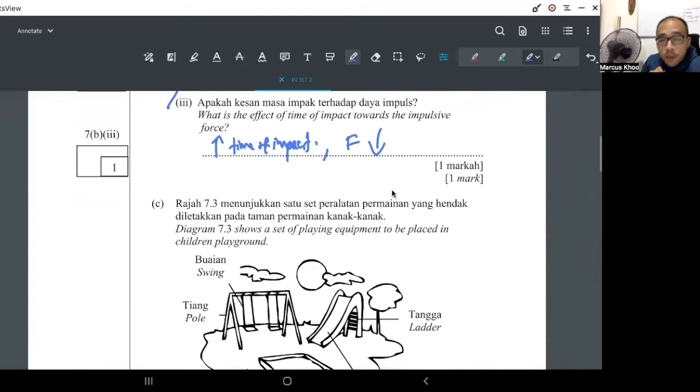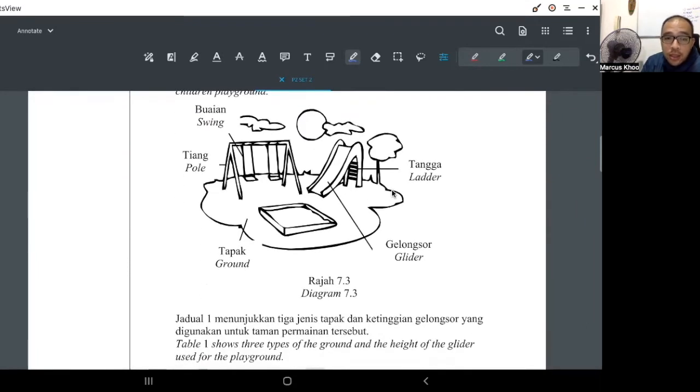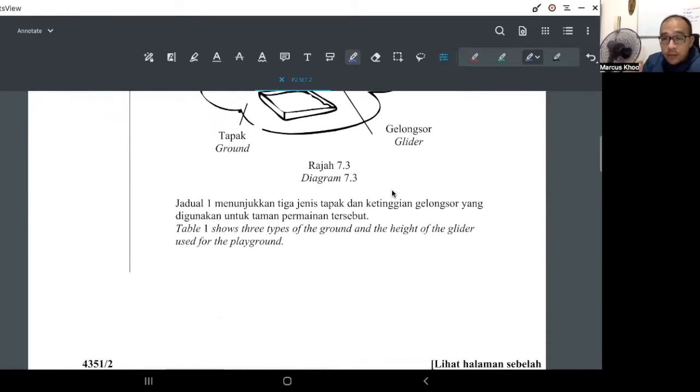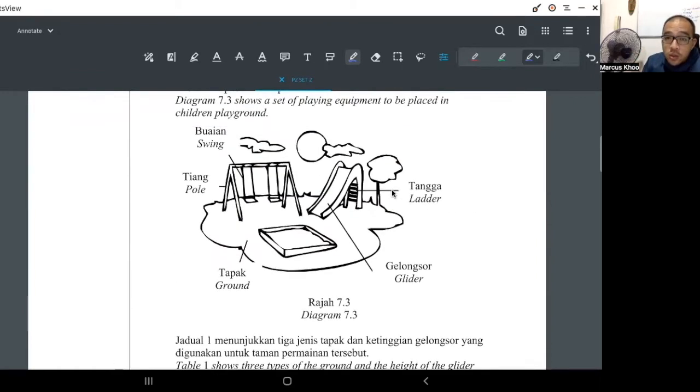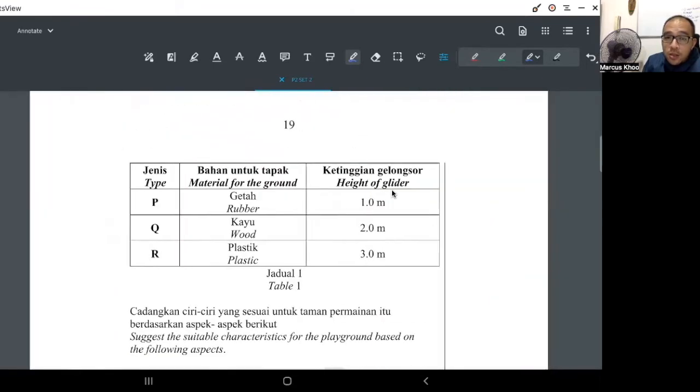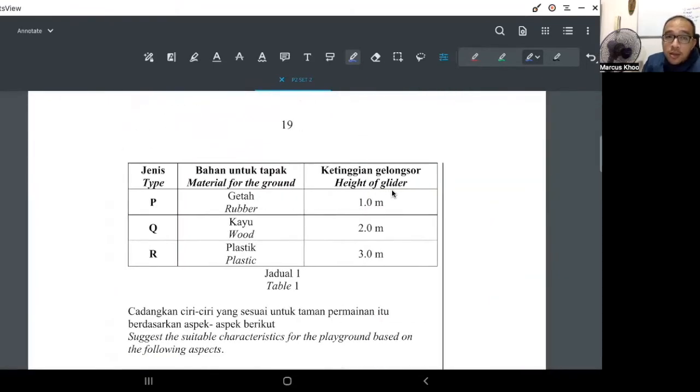Okay, 7.3 shows a set of playing equipment to be placed in the children's playground. It shows three types of the ground and the height of the glider used for the descent. So the material for the ground is either rubber or wood or plastic.